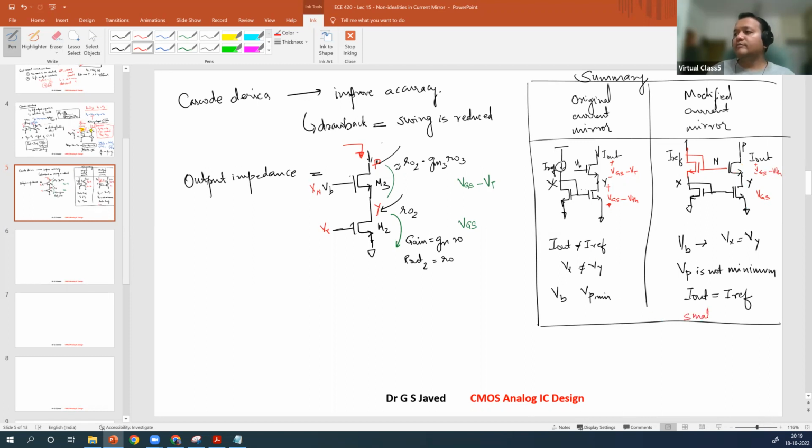So this one you will have smaller swing, whereas here the circuit will have larger swing. Okay, larger swing comes because the bottom device M2, instead of having a swing of VGS minus VTH, that changes to VGS. Okay, so that is going to be the swing difference.